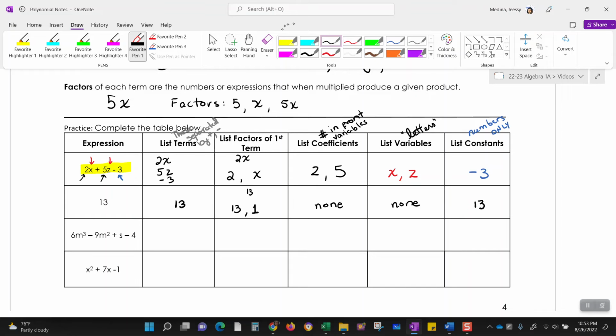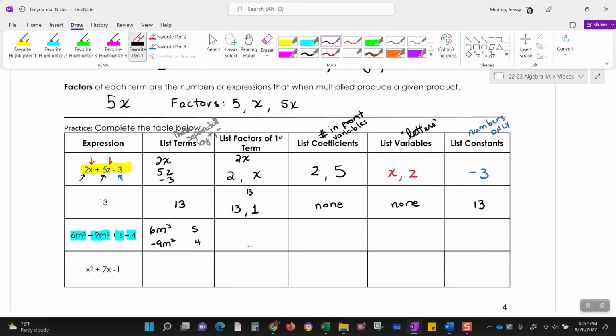All right, let's do this one. Now this one's a little bit longer, so let's just make sure that we're patient. 6m to the third minus 9m squared plus s minus 4. So the question is, how many terms do we have? The terms are going to be the ones that are separated by pluses and minuses. So this is one term, that's another term, that's another term, and that's another term right there. So we have 6m cubed, negative 9m squared, s, and 4.